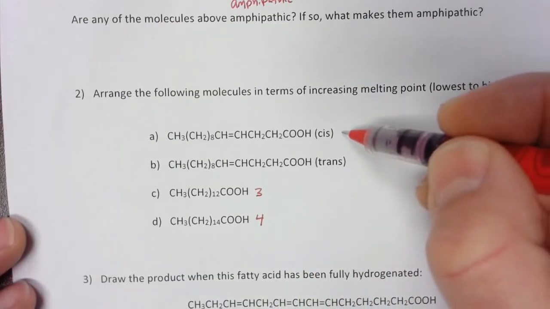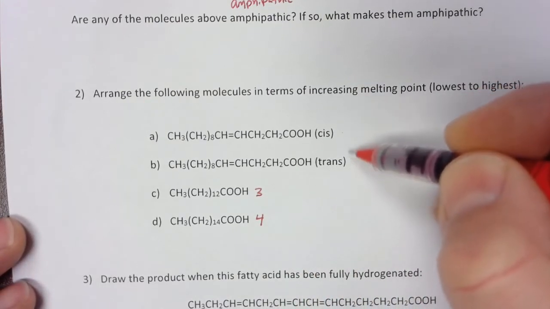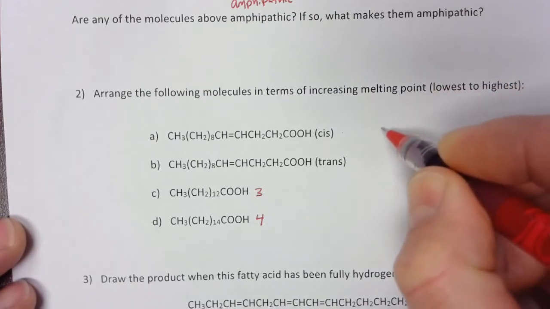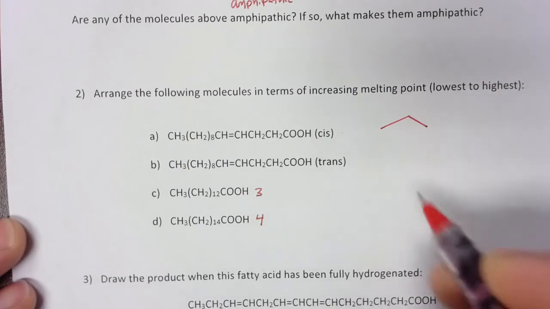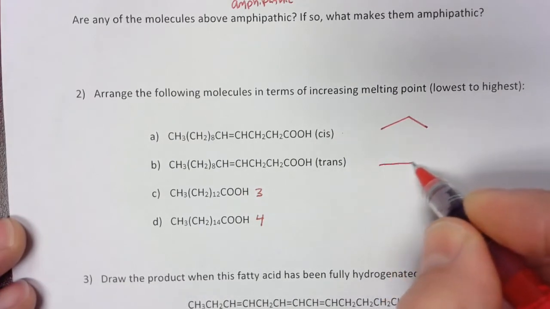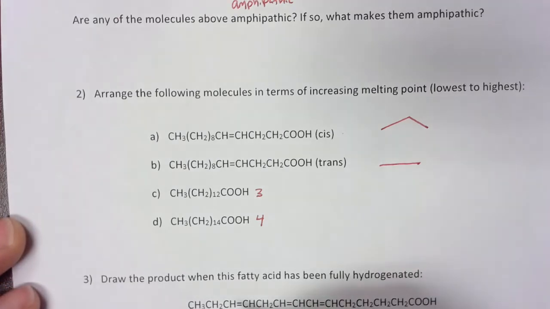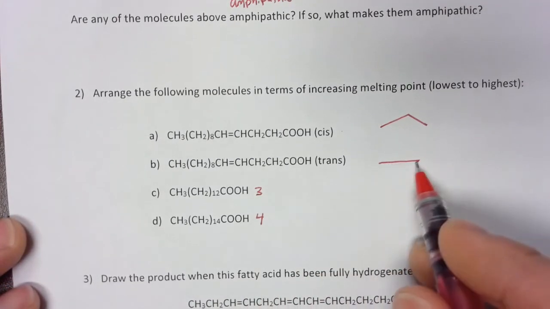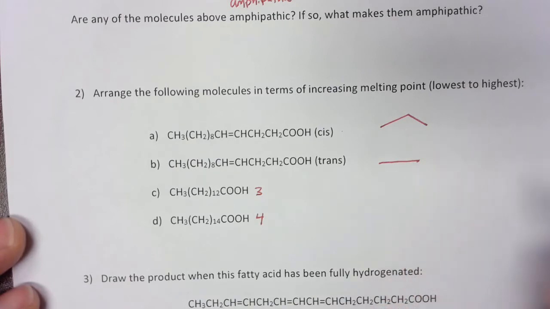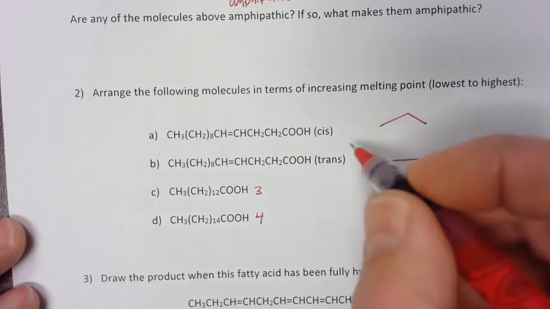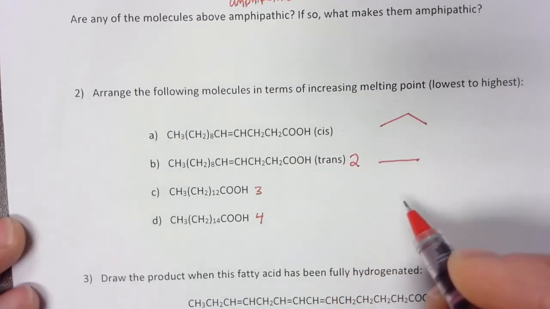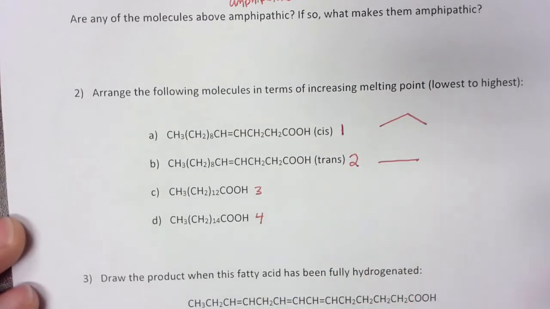All right, so now we need to look at the difference between these two. Cis fatty acids, if you remember, are going to have that kink. They're going to have a bend in the structure, whereas trans fatty acids are going to be more flat. And if they're more flat, they can stack on one another and have stronger interactions than if they're bent. So, as a result, the trans fatty acid will have a higher melting point than the cis fatty acid.